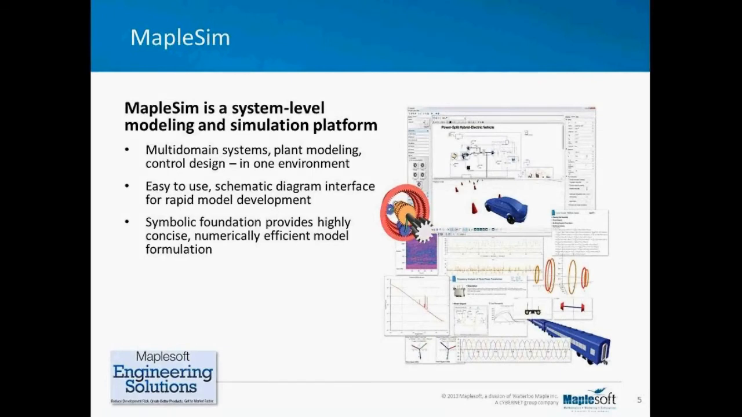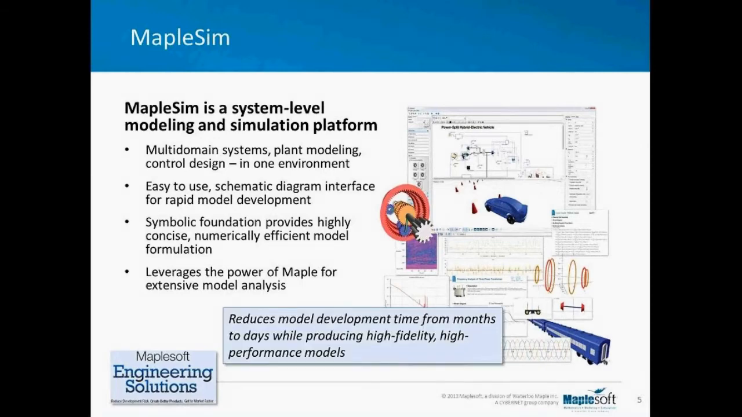This is all based on the Maple symbolic foundation. So as I mentioned before, by using the symbolic approach to formulating the models, we come up with very concise representations that are numerically efficient and can then be used for code generation and very fast simulations for optimizations and so forth. Also, we should be very clear that it leverages the power of Maple for doing analyses from those models. So things like sensitivity analysis, optimizations, and parameter studies can all be done with Maple, which is fully integrated with the MapleSim environment.